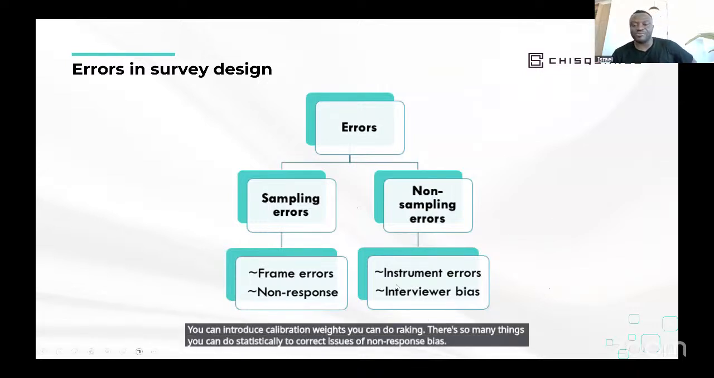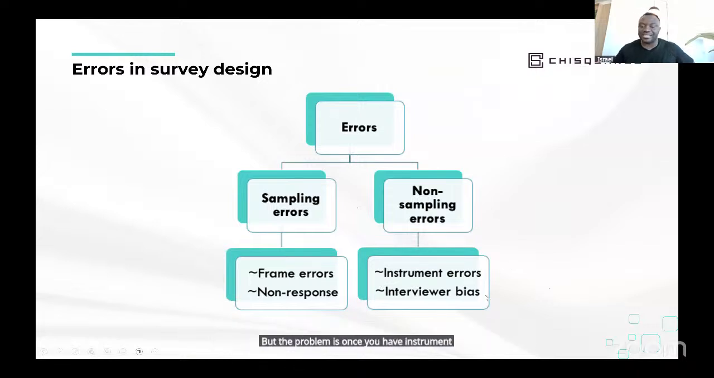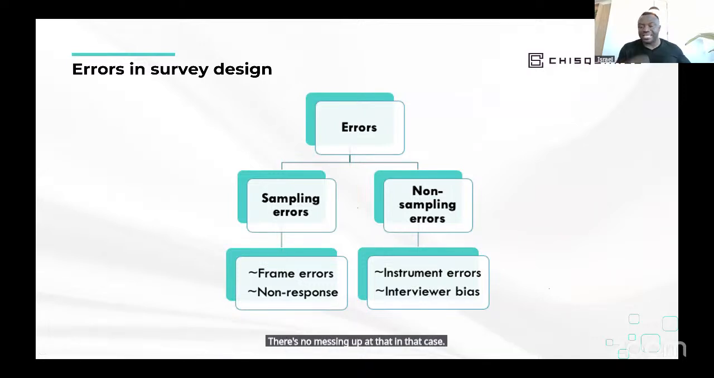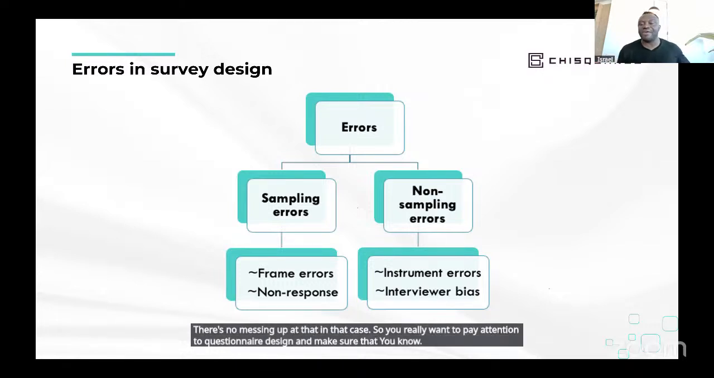But the problem is, once you have instrument bias, there's no way you can recover from that. There's no medicine after death in that case. So you really want to pay attention to questionnaire design and make sure that there are no inherent biases in non-sampling errors, because those are dangerous and cannot be remedied once they occur.